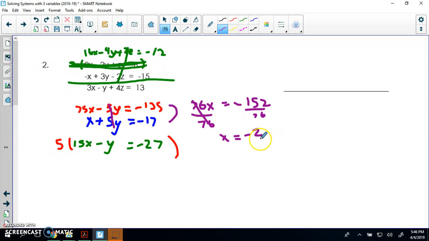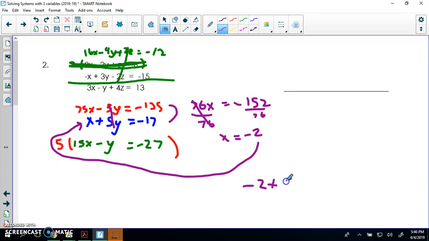Now that I know X is -2, I might plug it into that guy right there. -2 plus 5y. Remember, you got to be smart with what you plug in. I mean, you can plug them into anywhere, but sometimes it won't help you. So I just plugged in -2 there. I'm going to add 2 to both sides. I'll knock that sucker out. 5y equals -15. So would you guys agree y is -3? After you divide 5 on both sides. Cool, now we got 2 done.